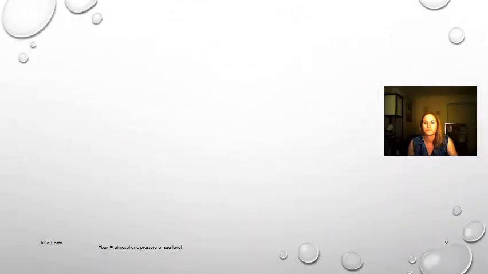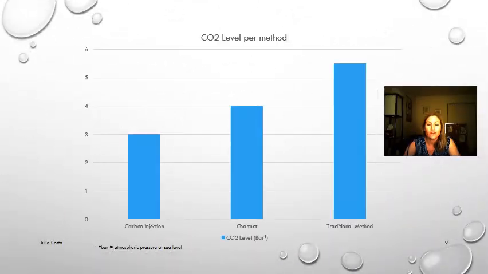The following graphic shows you the CO2 level as measured per bar, which is the atmospheric pressure at sea level. You have the carbon injection method, which has about 3 bar. You have the Charmat method, which has about 4 bar. And traditional method has anywhere from 5.5 to 6 bar. So you can see that there's a higher pressure buildup with the traditional method versus the carbon injection method.